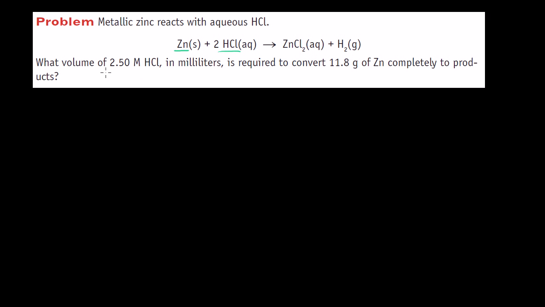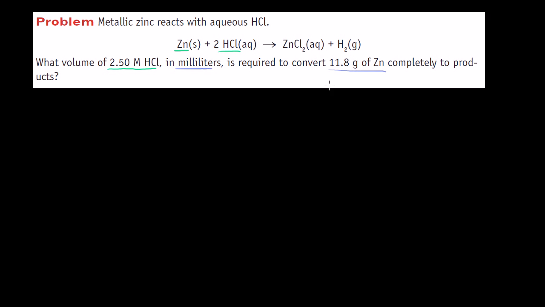And they say what volume of 2.5 molar. So they're giving us the concentration of the solution. What volume of 2.5 molar hydrochloric acid in milliliters? So we've got to remember that. They want their answer in milliliters. Is required to convert 11.8 grams of zinc completely to products.